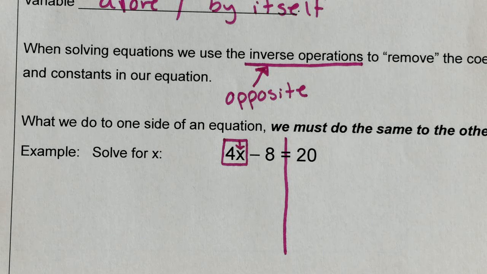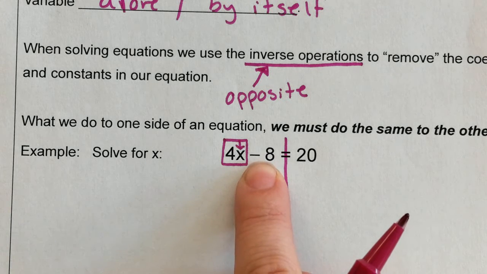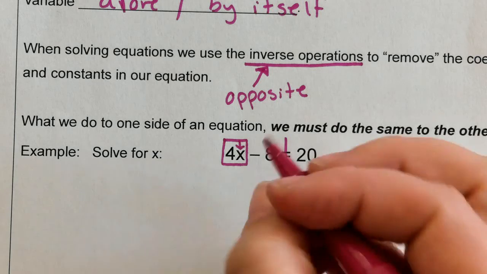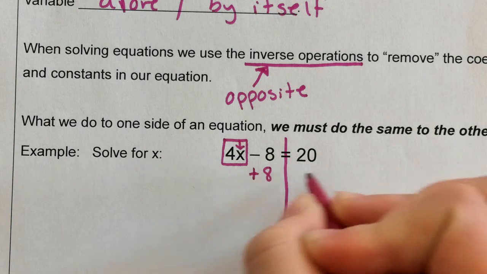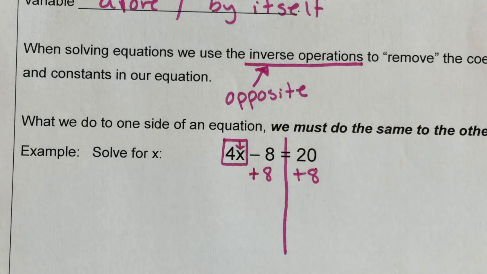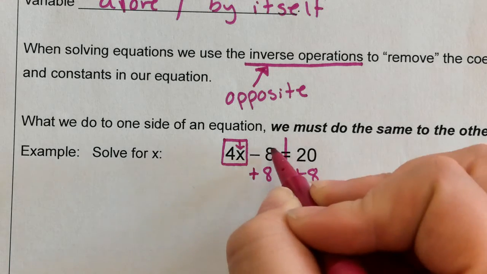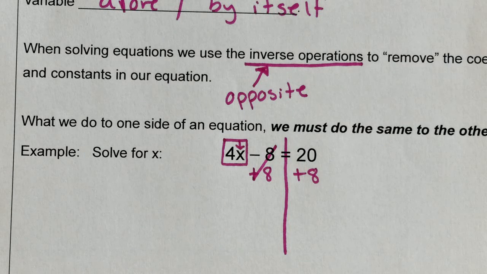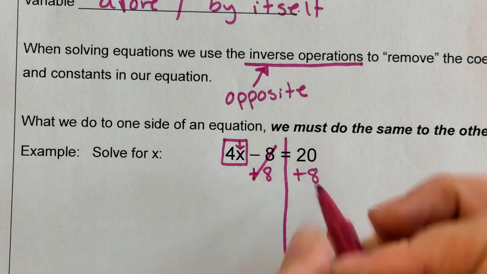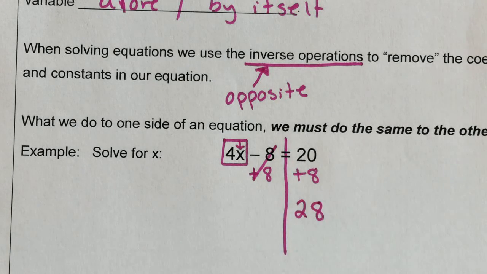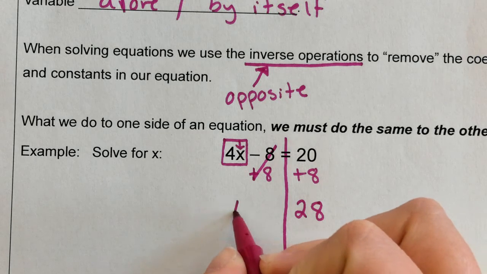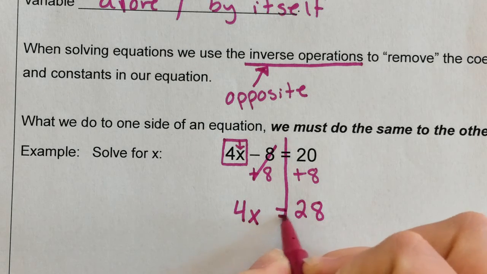So our first step to solve this, since this is minus 8, we're subtracting 8, the opposite of that, we're going to add. And notice how I'm adding that to both sides. Negative 8 plus 8 is 0, so we've effectively gotten rid of that. It is now gone. 20 plus 8 is 28. What we have left over on this side is that 4x equals.